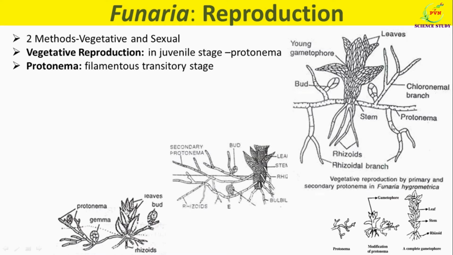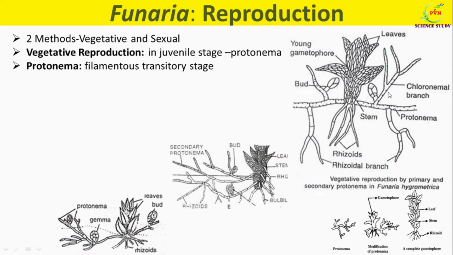While some branches penetrate the substratum and are without chloroplasts, having oblique cross walls. These are called rhizoidal branches. So as you can see here, this is the rhizoidal branch. The main function of this rhizoidal branch is absorption of water and mineral salts. The buds are developed on the chloronemal branches, each of which ultimately grows into a new erect leafy gametophore or moss plant. As we have already discussed, vegetative reproduction only takes place in this juvenile stage, that is the protonema.